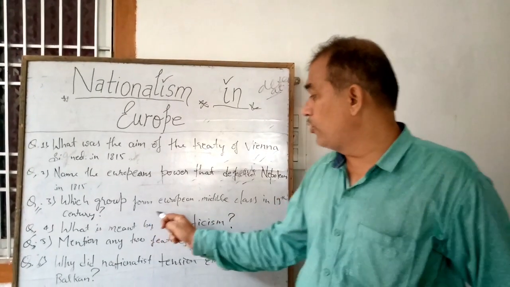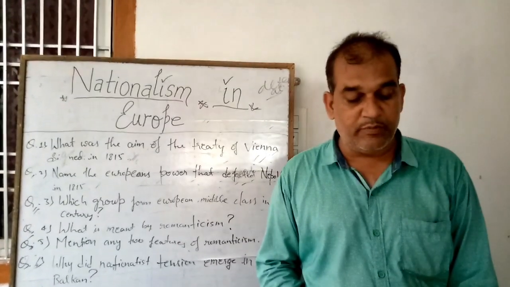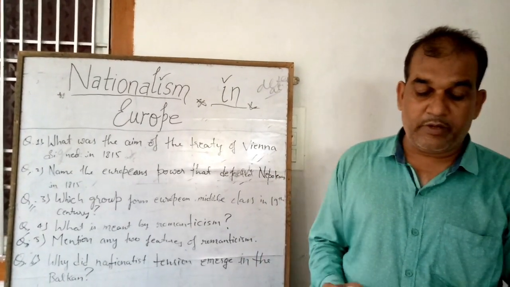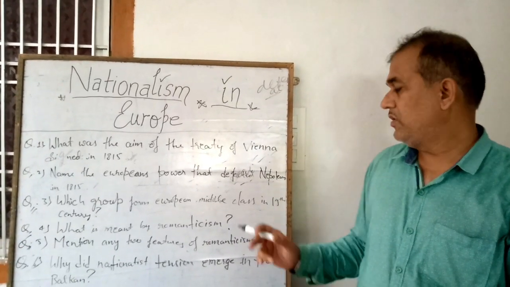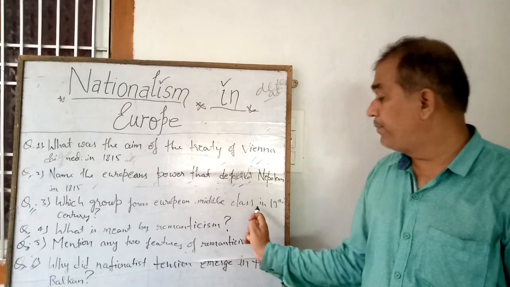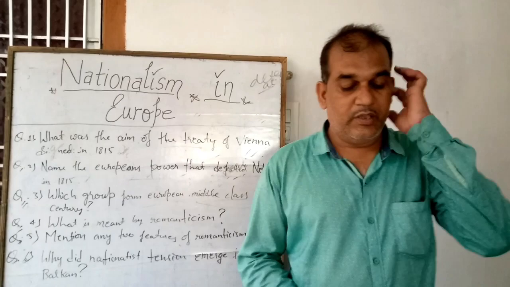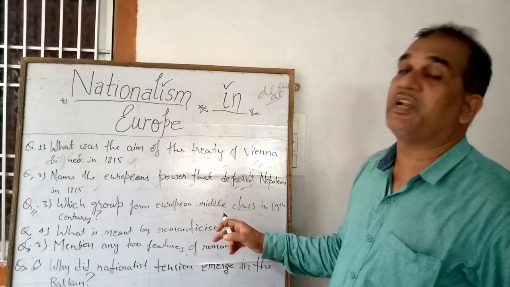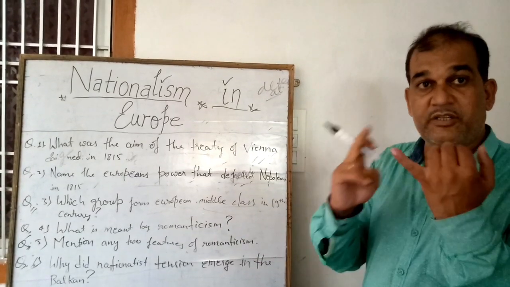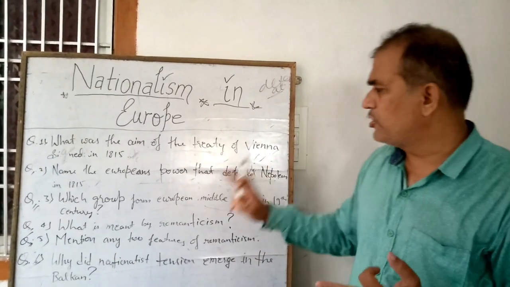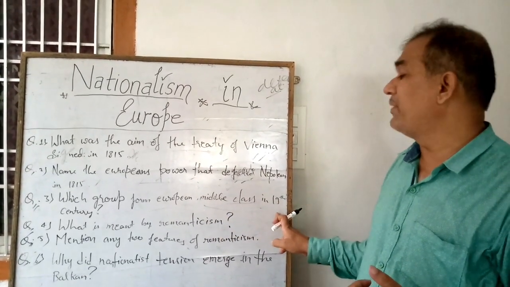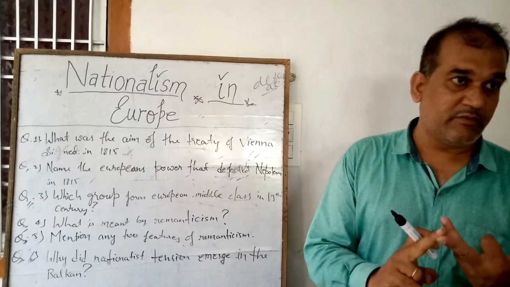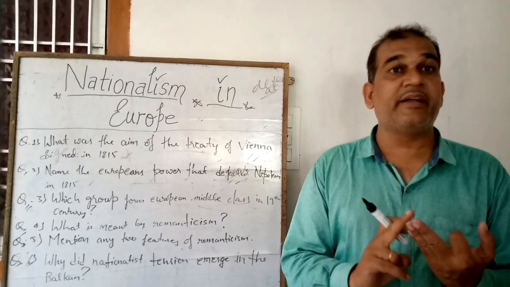The next question, which groups formed the middle class in 19th century Europe? It is a very important question. The middle class was formed by the industrialists, businessmen and professionals. Once again listen, industrialists, businessmen and professionals constituted the European middle class in the 19th century.